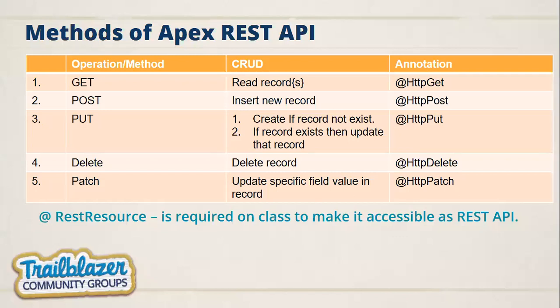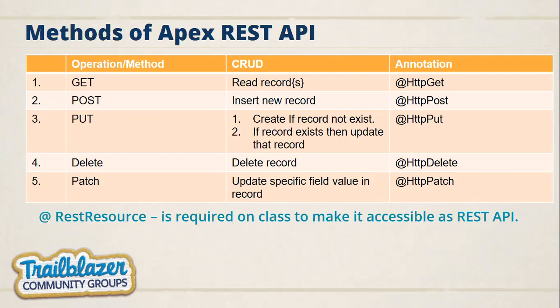Similarly, POST is used for creating a new record, and for that you have to annotate the method using HTTP POST. The PUT operation is used when you are not sure whether the incoming object is only for insert or for update. When you are not sure about the operation, you can use the PUT method. If the data exists, it will update that record. If the data does not exist, it will create a new record. In that case, you should use @HttpPut on your method.